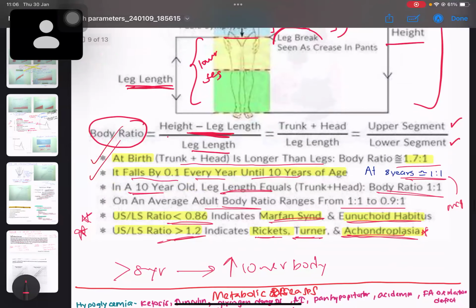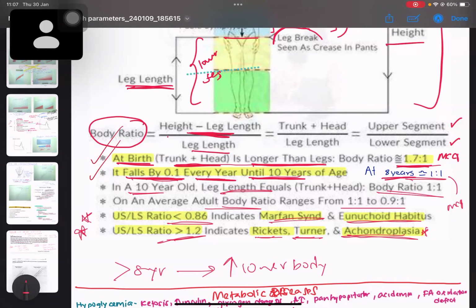These are MCQ points. At birth, trunk plus head, it means the upper segment, is longer than the legs. So the body ratio will be 1.7:1. This is an MCQ point, so be clear. It falls by 0.1 every year under 10 years of age.